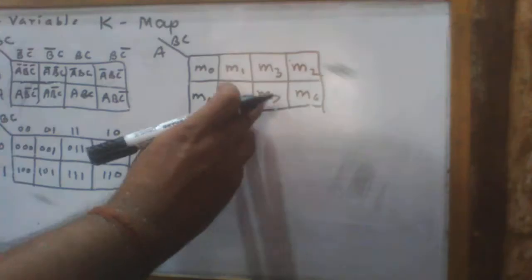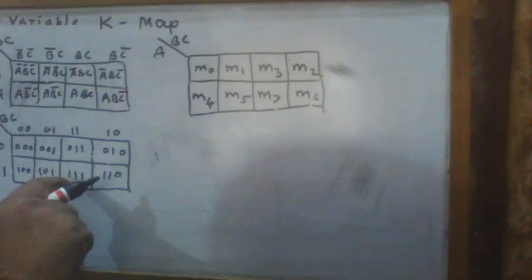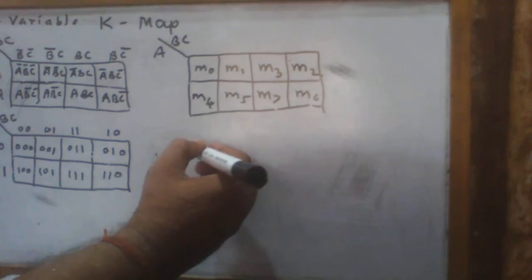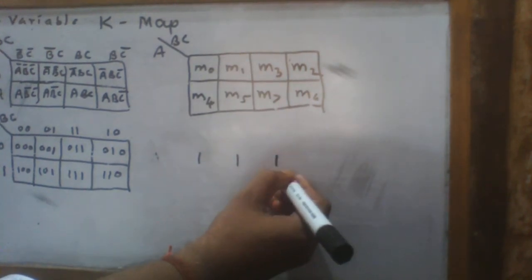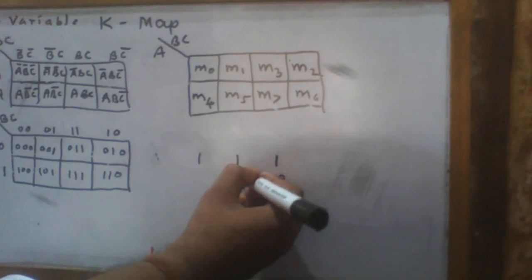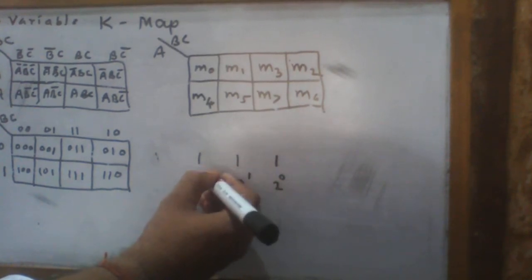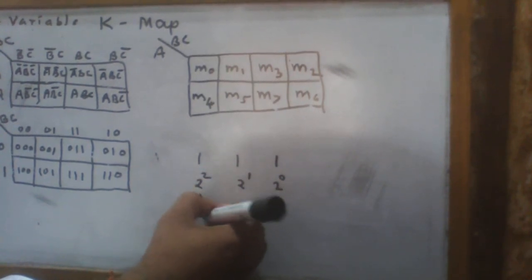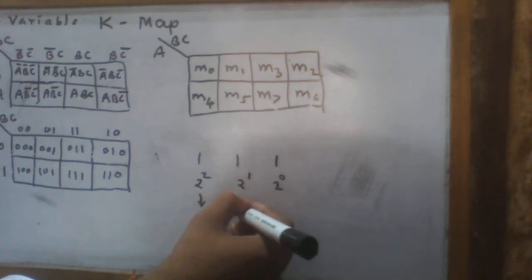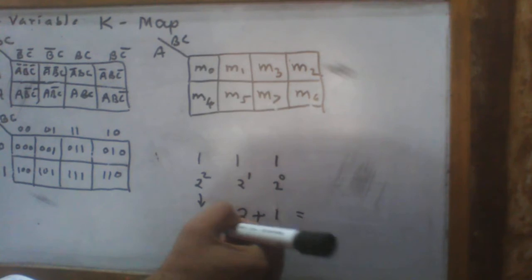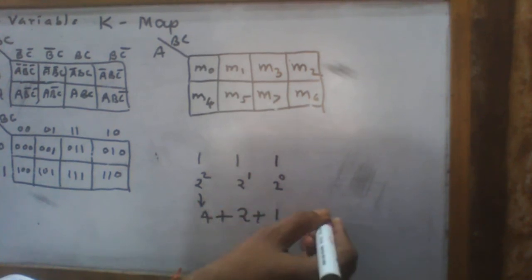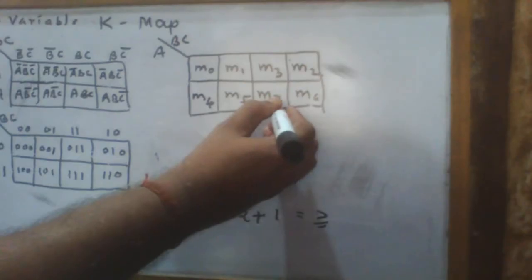Now why did I write here M7 instead of 111? We know that 111, it is 2 raised to 0, 2 raised to 1, 2 raised to 2. 2 raised to 2 is equal to 4, plus 2 raised to 1 is equal to 2, 2 raised to 0 is equal to 1. 4 plus 2, 6 plus 1, 7. Therefore, I wrote here 7.